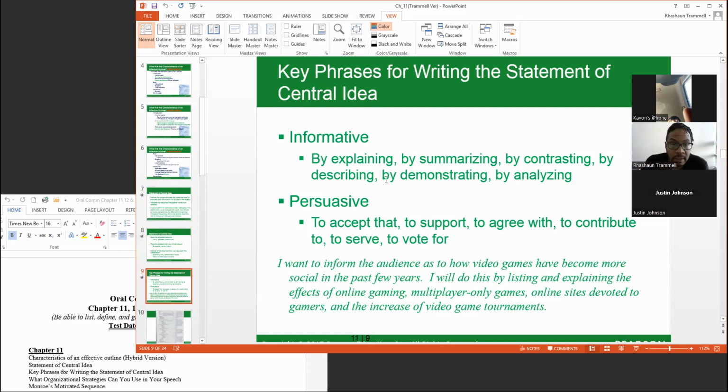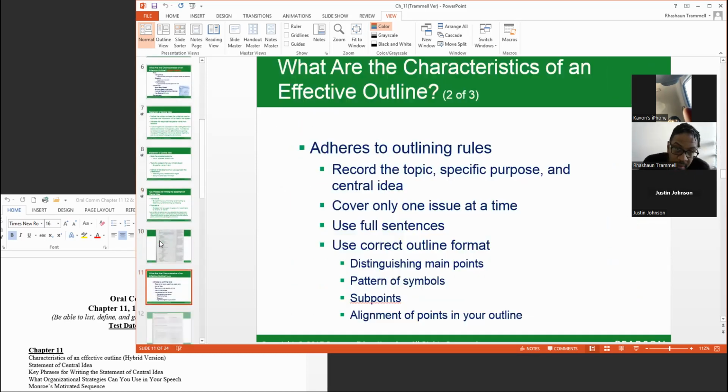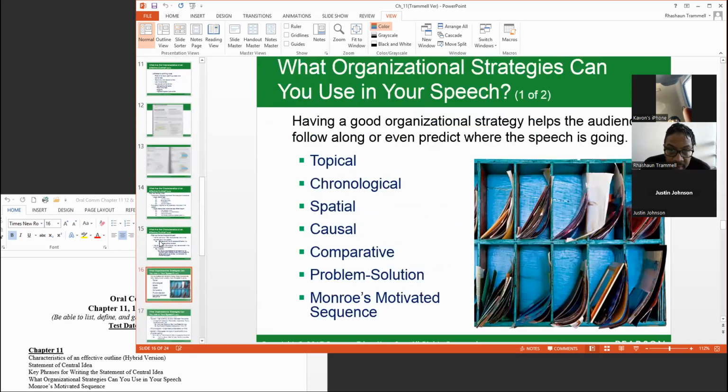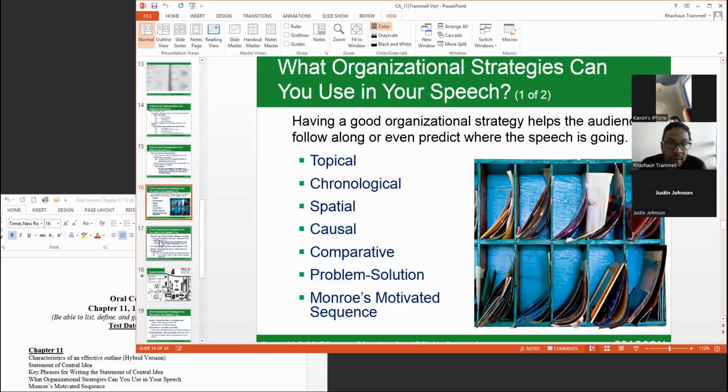So the next thing that we're going to have is the organizational strategies for creating your speech. So that would be some of these: the topical, the chronological, the spatial, the causal, comparative, problem solution, and Monroe's motivated sequence. So for this, I was going to say, let's just go through these.